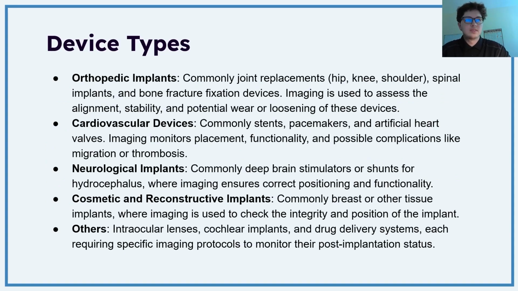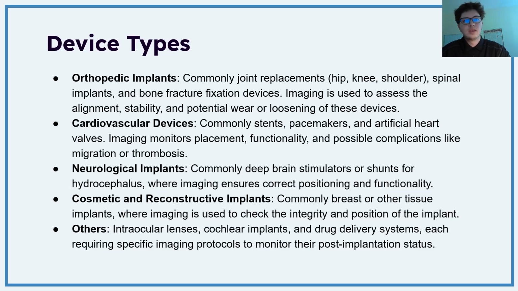The device types that I'm going to be going over that are applicable are going to be orthopedic implants, such as joint replacements, spinal implants, and bone fracture devices. Usually we'll use imaging to assess the alignment, stability, and potential wear or loosening of these devices. In cardiovascular devices, we're going to be talking about stents, pacemakers, and artificial heart valves. Once again, it's going to be placement, functionality, and possible complications like migration and thrombosis.